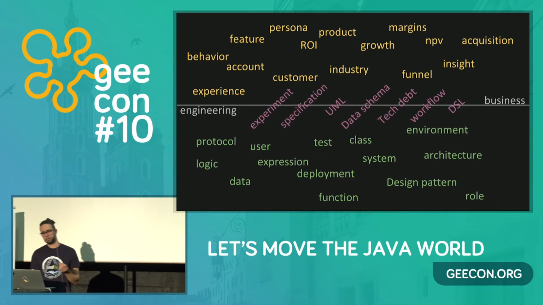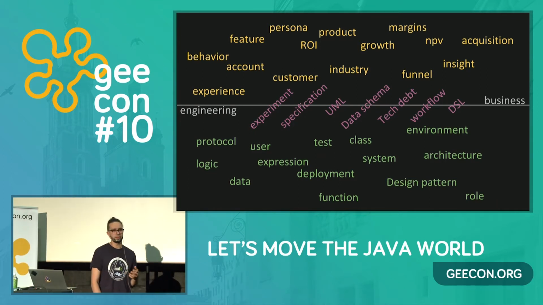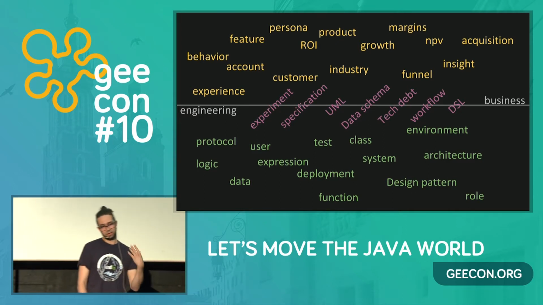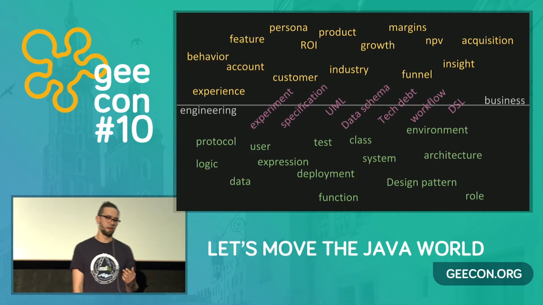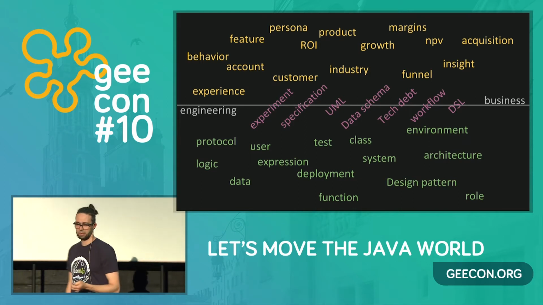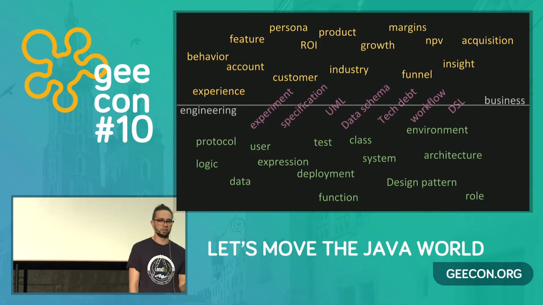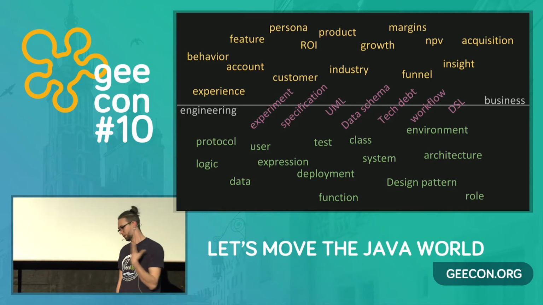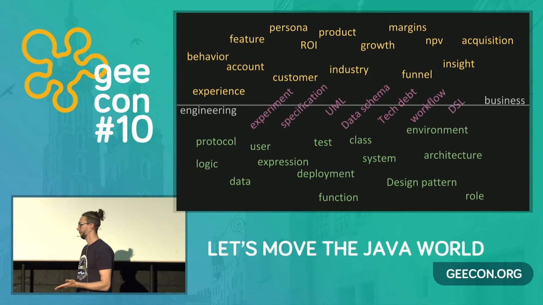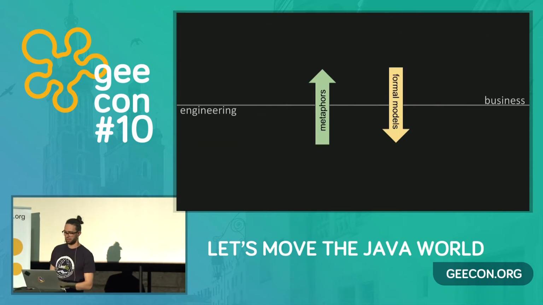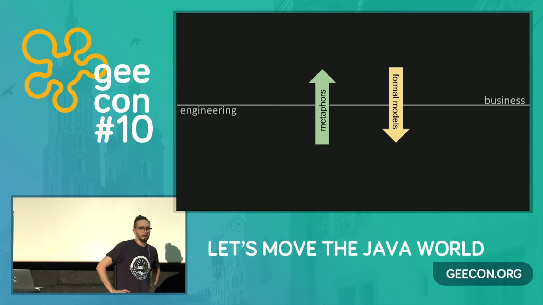So what means do we use to communicate across these boundaries to make it better? We use experiments to prove some business theories. We write specifications, UML diagrams. We have data schemas, some of which can be understood by non-technical people. We talk about tech debt to justify refactoring. Or we can go further and develop domain-specific languages.